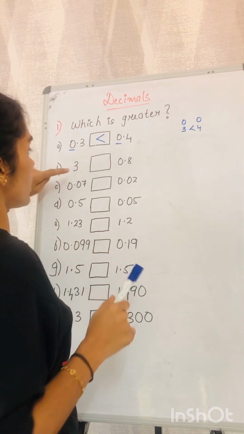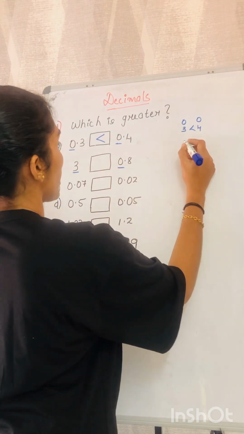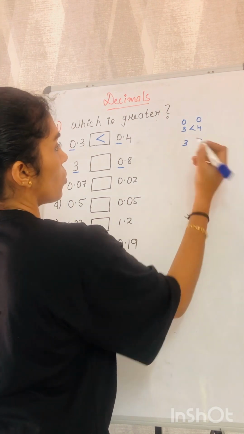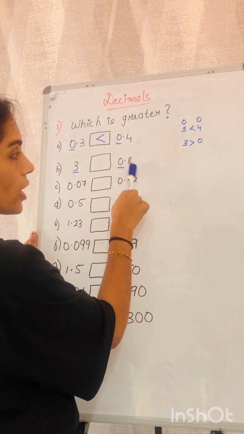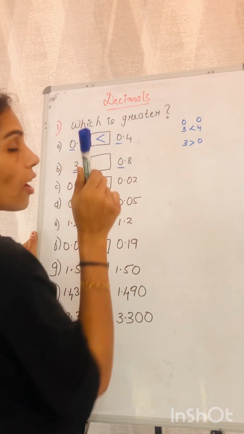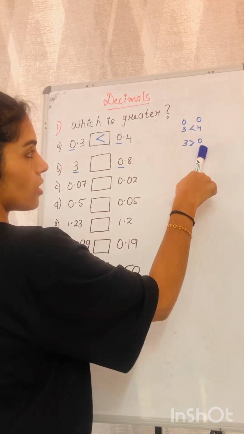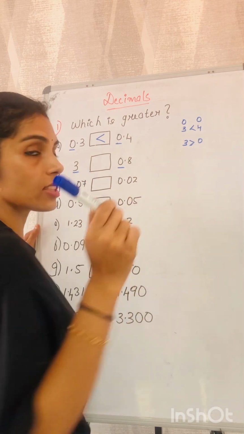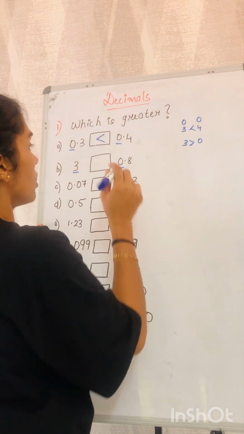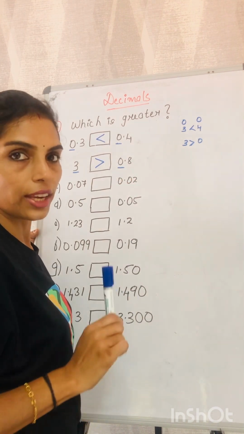Now our second question, 3 and 0.8. Compare the whole part, that is you get 3 and 0. So 3 is greater than 0. Even though you have got here 2 digits, when we start our comparison with the whole part, you get 3 greater than 0. So you have to start comparing there because the whole part 3 is greater than the other one. So the number 3 is greater than the decimal 0.8.